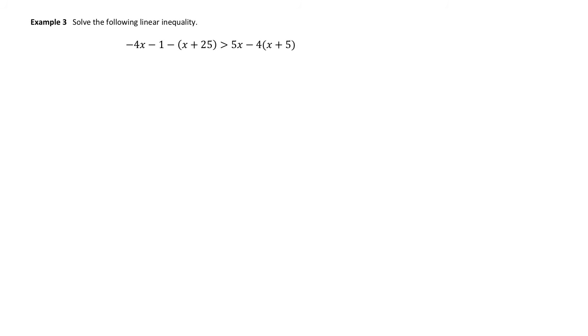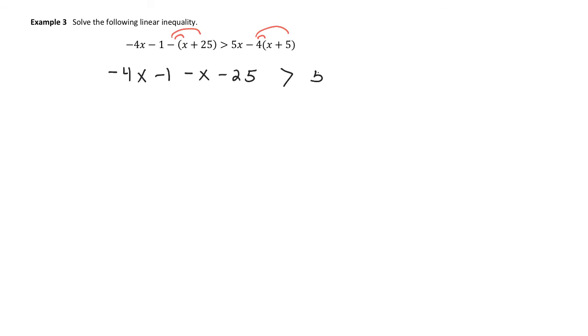And for the final example, I would like to find all values of x that make this inequality true. This one's just a little bit more complicated, but let's see. To solve this for x, I'm going to start by simplifying both the left and the right side. So I see I have to distribute a negative into the parentheses. Here I have a negative 4, and we end up with negative 4x minus 1 minus x minus 25, which is greater than. I'm noticing that there's no equal sign here, but I think it's going to work the same way.